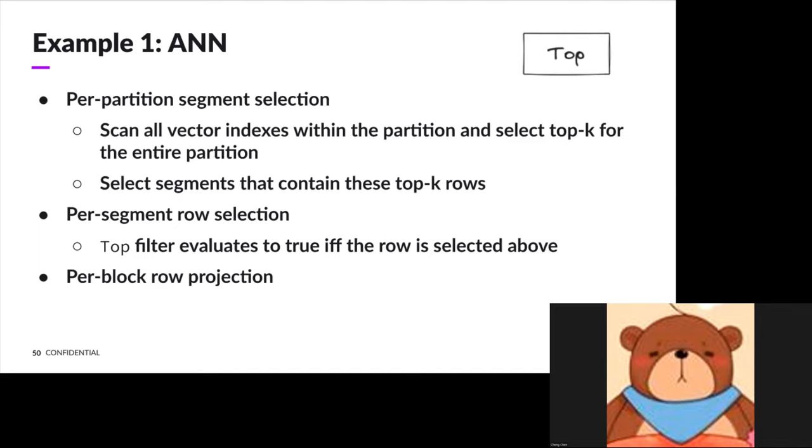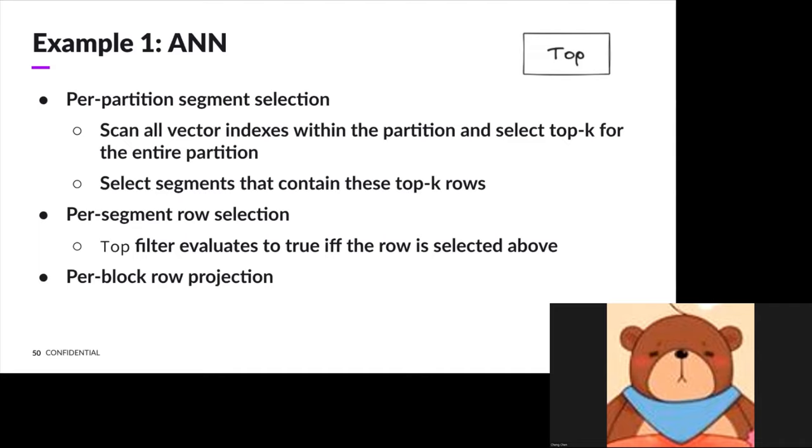So let's see how we can fit vector search in our adaptive table scan we talked about earlier. So the filter tree in this case is very simple. It just contains one top filter for the vector index scan. It's a single node, single filter node.